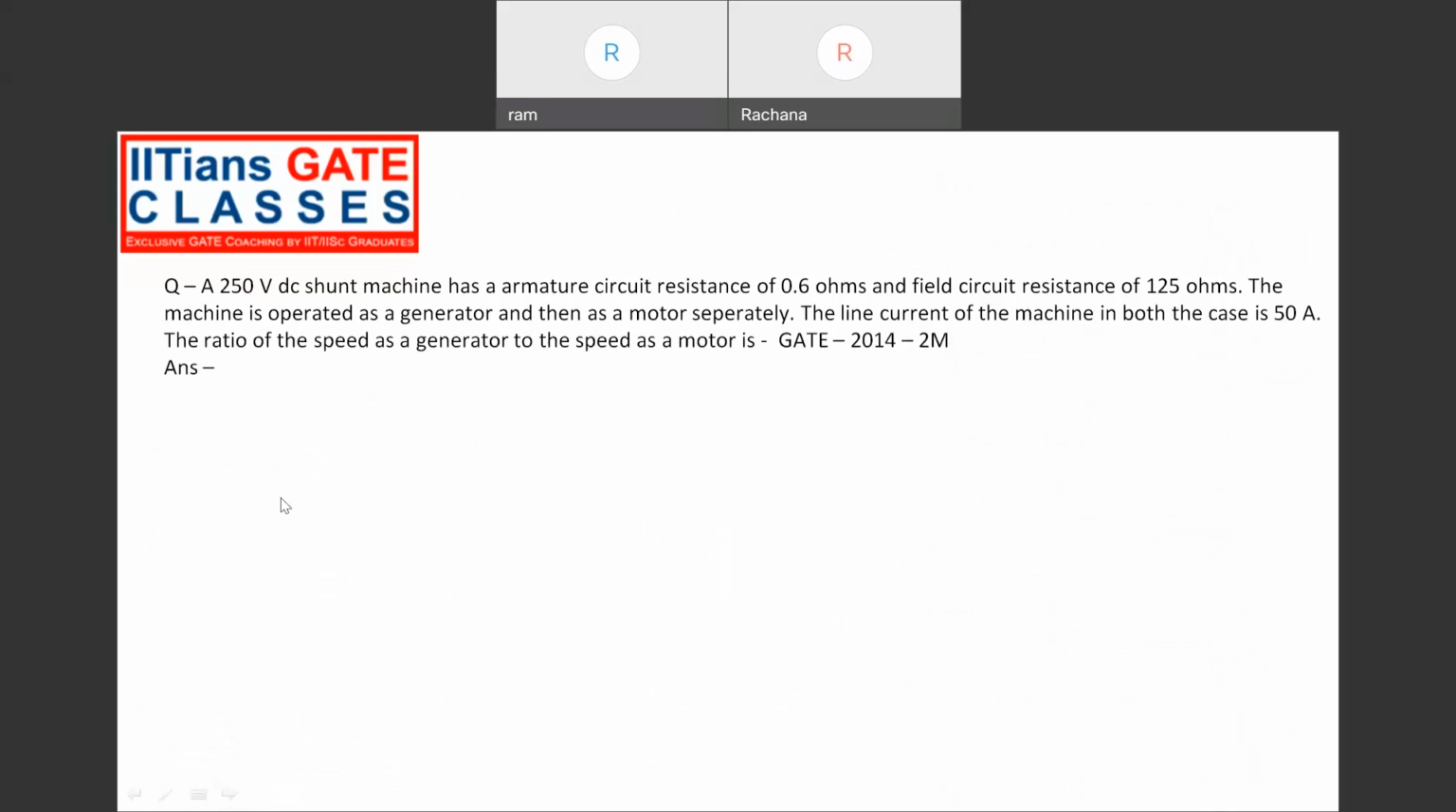Year 2014, 2 marks question. A 250 volts DC shunt machine has an armature circuit resistance of 0.6 ohms and field circuit resistance of 125 ohms. The machine is operated as a generator and then as a motor separately. So initially the machine is running as a generator. Now it is started as a motor. The line current of the machine in both cases is 50 amps. They're asking us to find out the ratio of the speed as a generator to the speed as a motor. Right, solve this question.